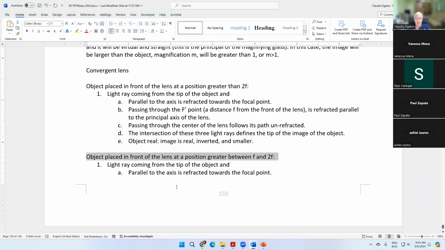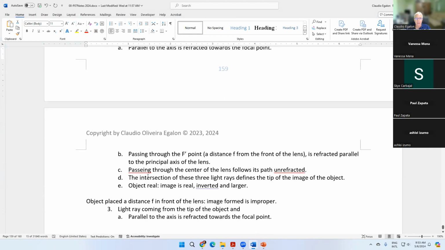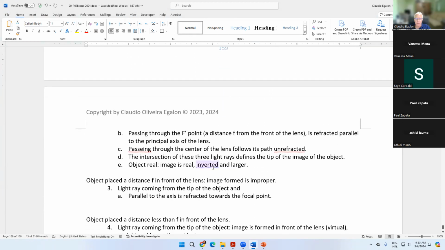Object placed in front of the lens at a position between f and 2f. Object is real, image is real, inverted and larger. That's for a real object. We can also have a virtual object, but we're not going to cover that in this course.